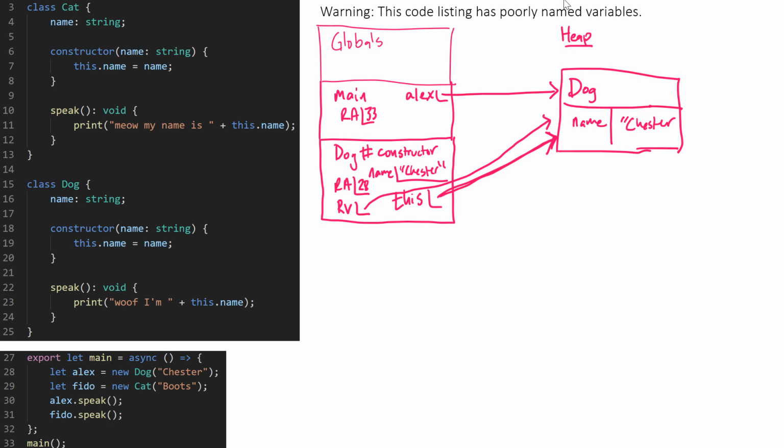So what we're going to need to do is the same set of steps where we can set up a frame for the cat constructor. And the return address here is going to be line 29. And our name parameter will be boots. Right? And then this is going to be a reference to the cat object that we're constructing.